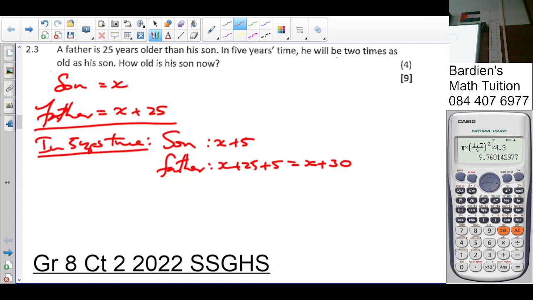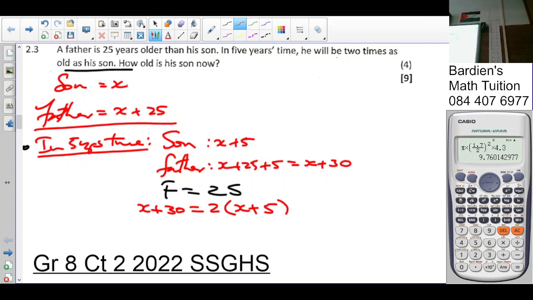age. So to set up that equation with that information, we say the father is twice the age of the son. That's in 5 years' time. So in 5 years' time the father is x plus 30 and the son is x plus 5.